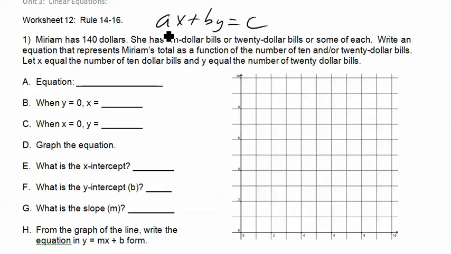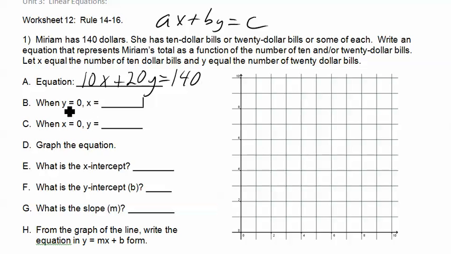So, if we have x as the number of $10 bills, what goes in A? That's going to be how much each bill is worth. So a $10 bill is worth, of course, $10 times the number of $10 bills, plus y is the number of $20 bills, so B is how much each $20 bill is worth, which is 20. And then all together, it's got to equal $140.